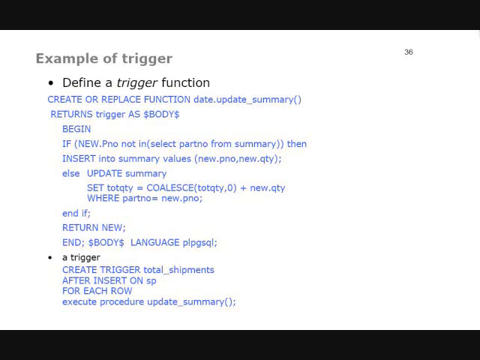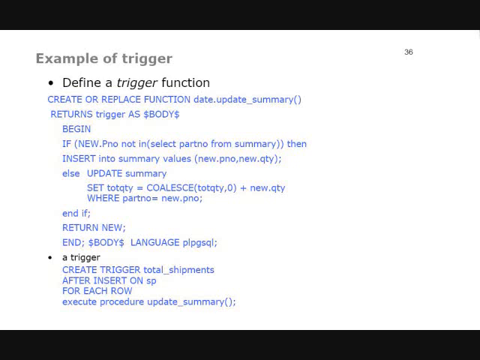Else, i.e., the part is already in my summary table, then what I'm doing is an update. Update summary, then set total quantity equal to whatever is the first non-null argument. This is what coalesce does. Coalesce returns whatever is the first non-null argument. So it's going to either be the total quantity or 0. So if the total quantity becomes null, it will return 0, plus the new quantity that I am inserting, where the part number is equal to the new.part number. So I'm matching the part that I am trying to insert. And then I have to have an endif.